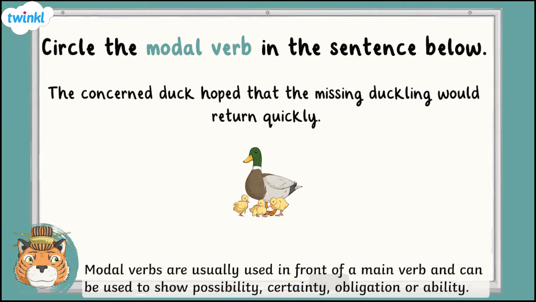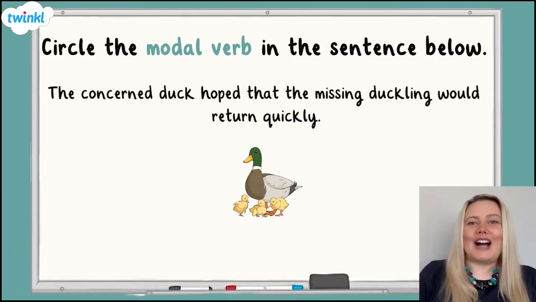The concerned duck hoped that the missing duckling would return quickly. Which word is being used before a main verb and is showing possibility, certainty, obligation, or ability? Well done if you said would. The modal verb would is being used to show the possibility of the duckling returning.